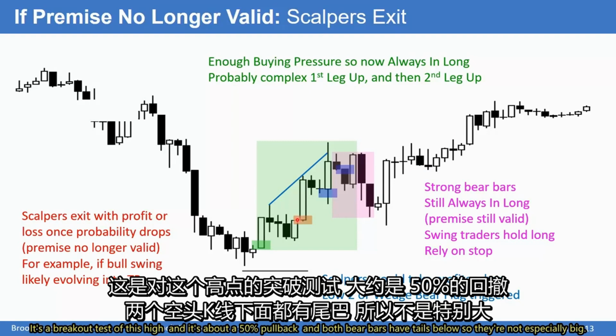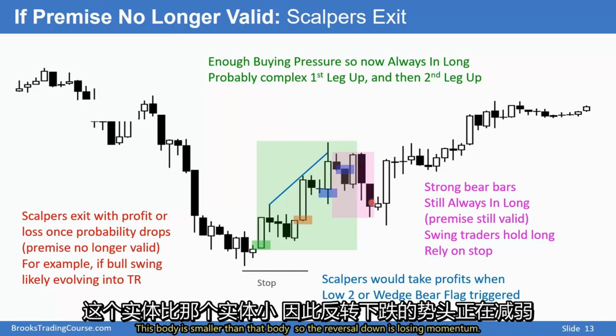It's a breakout test of this high, and it's about a 50% pullback, and both bear bars have tails below, so they're not especially big. This body is smaller than that body, so the reversal down is losing momentum.